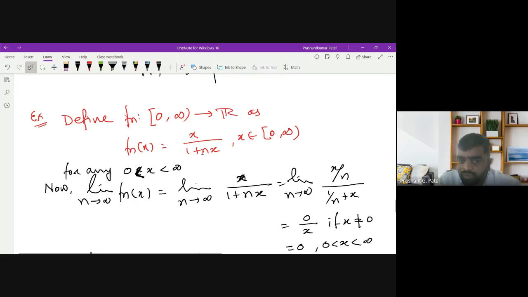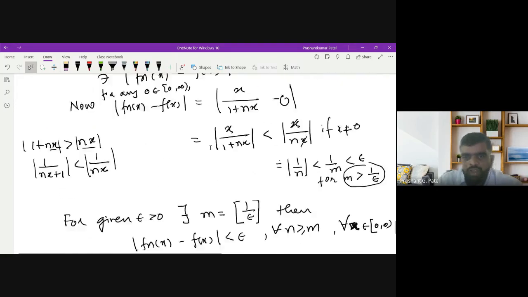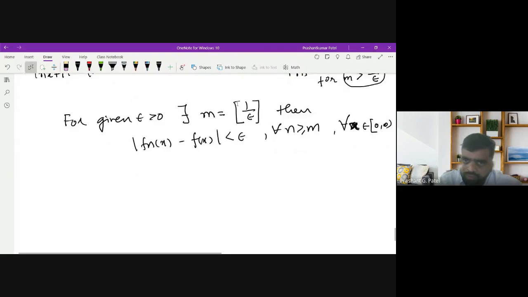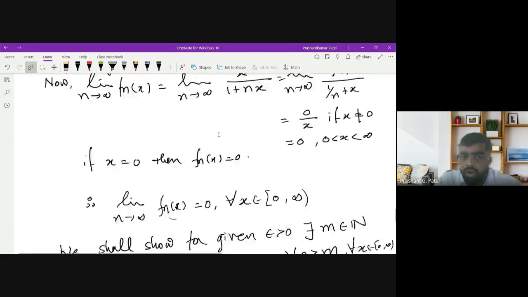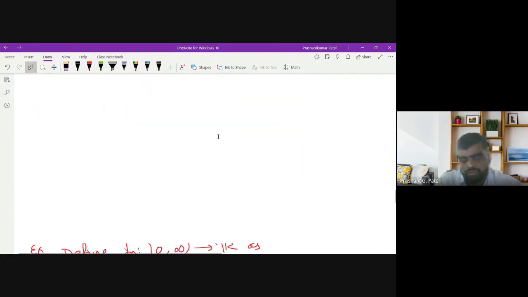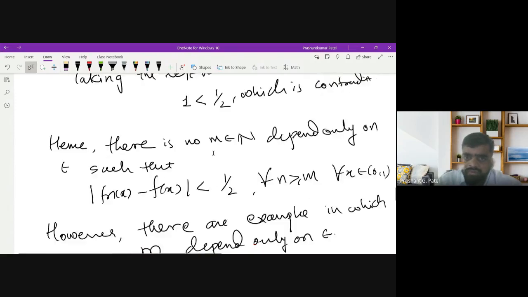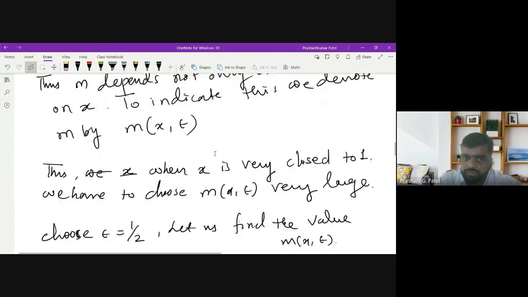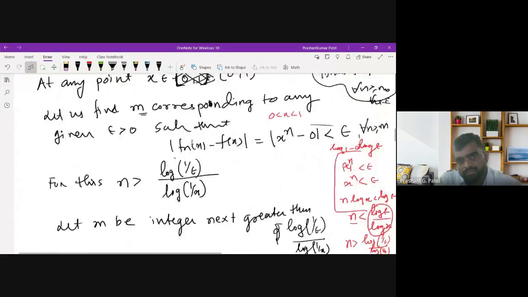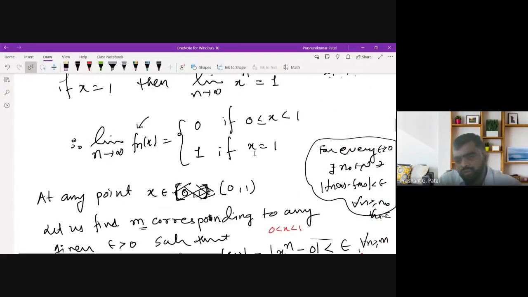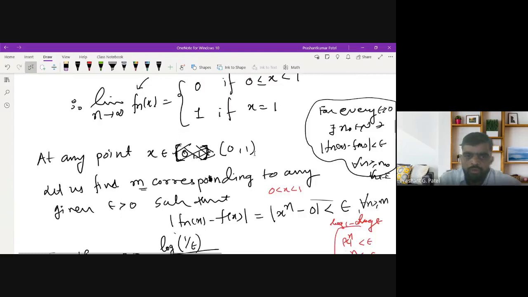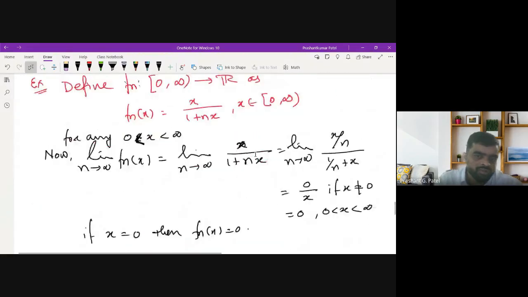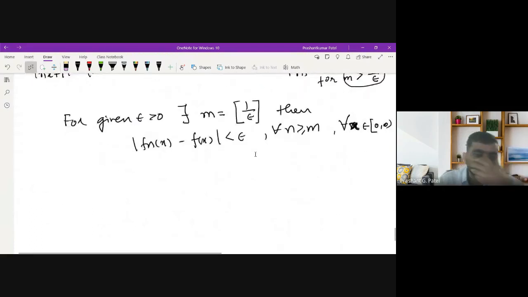So each fn(x) is continuous and the limit is also continuous, and here m depends only on epsilon. But in the above function, that is the x power n function, what we have observed is that m depends on epsilon as well as x, and the limit function is not continuous at x equal to 1. So there are two types of pointwise convergence we have seen: one where the m depends on epsilon as well as x, and some examples where it depends only on epsilon.